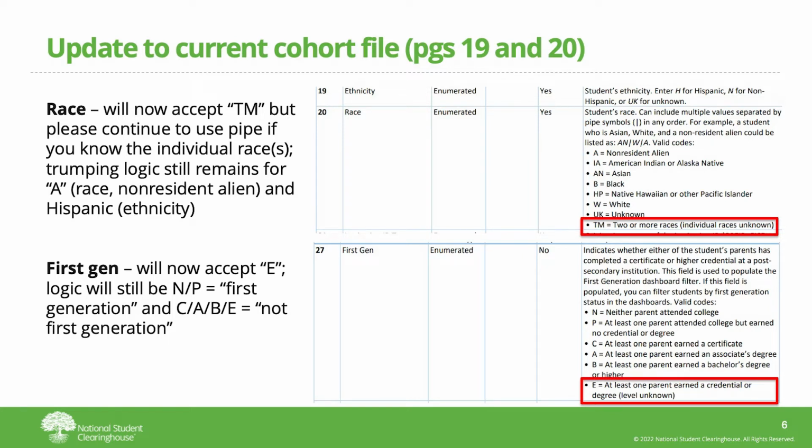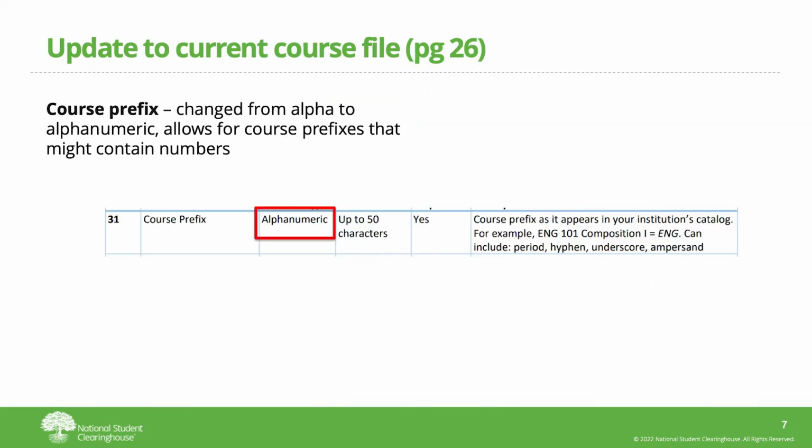Again, the logic is going to stay the same basically. E though is going to be put in with C, A, B, and E. And if any student is in any of those values or associated with any of those values, they would be considered not first generation on the dashboard, whereas those that would have N or P would be considered first generation on the dashboard. So again, those are the two updates that we've done on the cohort file with the corresponding pages in the current data submission guide, 19 and 20.